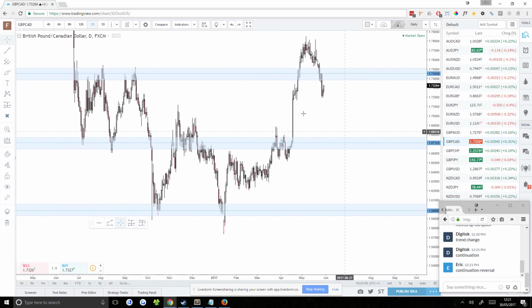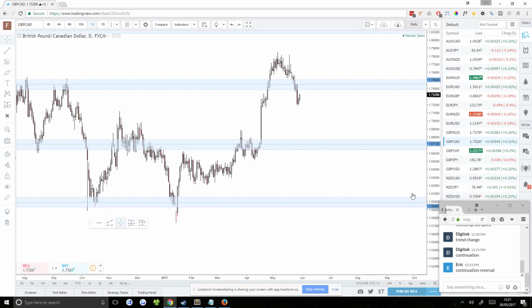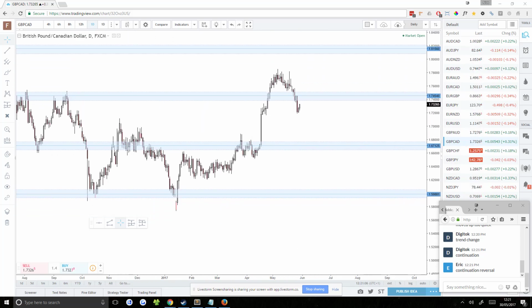Eric has hit the nail on the head, a continuation reversal. So what we've had here is a bullish trend. I guess this part was kind of bullish, but not really. But we had a bit of a bullish trend here, pushed up. Now it looks like the bullish trend is dying. It could be continuing up, but it could also be dying. It's one of those situations where we're not quite sure what's going to happen yet. Could be that the bullish trend's dying, bears are taking control. Could be that the bullish trend will continue.